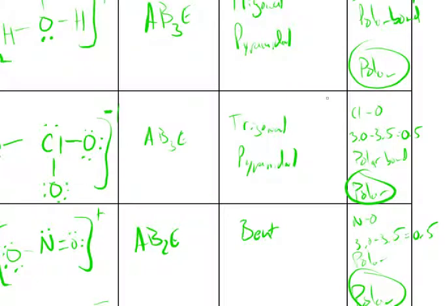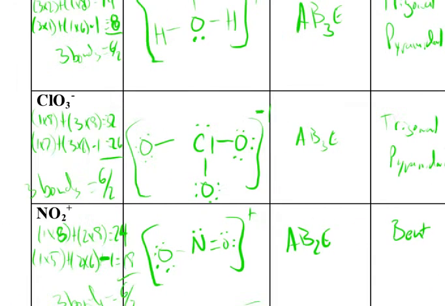And then we have to look to see if it's polar. Our chlorine to oxygen bond gives us a difference of 0.5 in our electronegativities. And that corresponds to a polar bond, but if we go through our flow chart, we find that there is a polar bond. There are lone pair electrons in our central atom, therefore the molecule itself is polar.